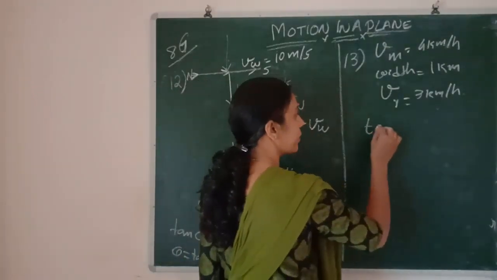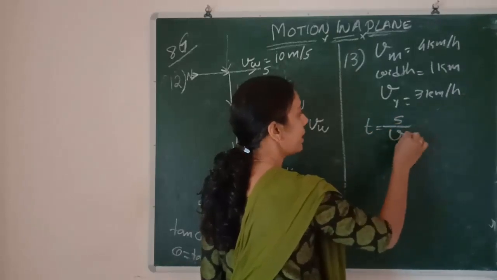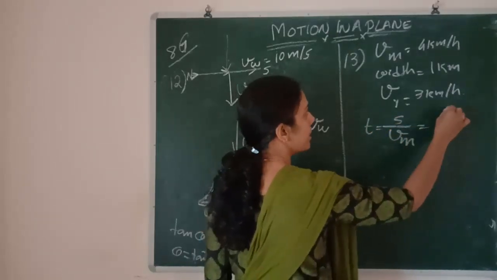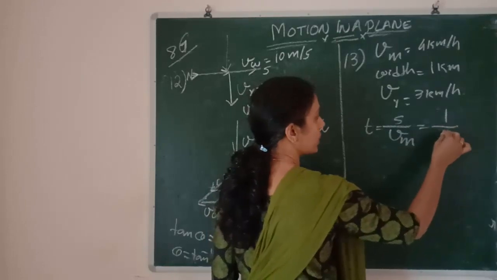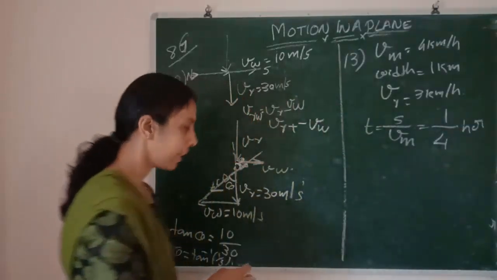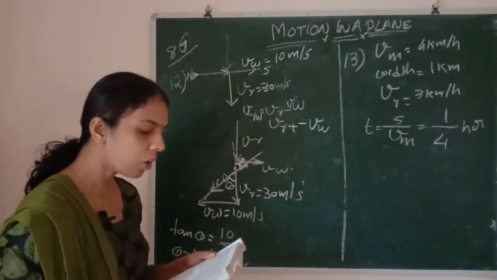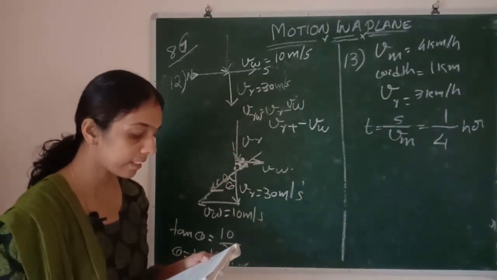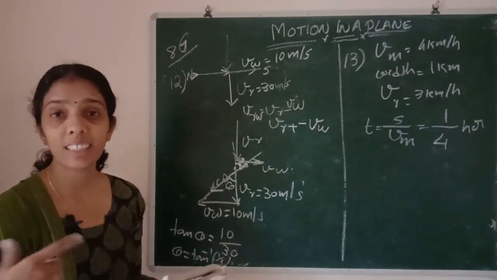Yes, T equals distance traveled divided by velocity of the man. So distance traveled is 1, velocity of the man is 4, so 1 by 4 hours he will take. Okay, and then the next question is, how far down the river does he go when he reaches the other bank?